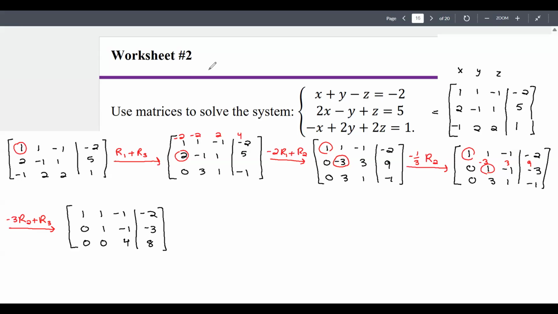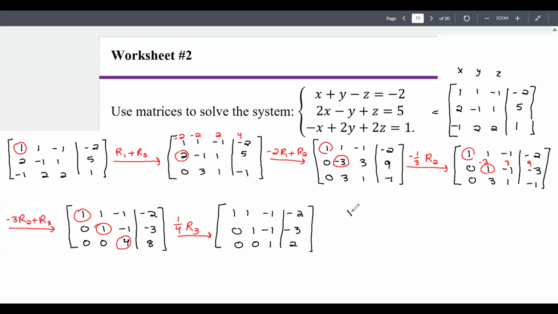The last thing I need to do is that I got a 1, 2 zeros, a 1 with a 0. I just need this to be a 1 as well. So just do 1/4 of R3. So I just want to make sure it's a positive 1 out there. So we have 1, 1, minus 1, -2. Then we have 0, 1, minus 1, -3. 0, 0, 1, because that's 1/4 of 4, and 1/4 of 8 is 2.